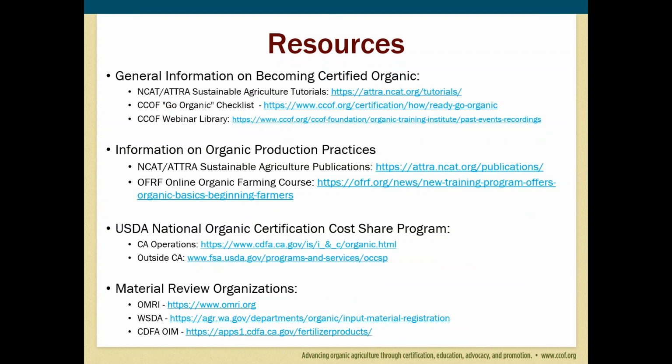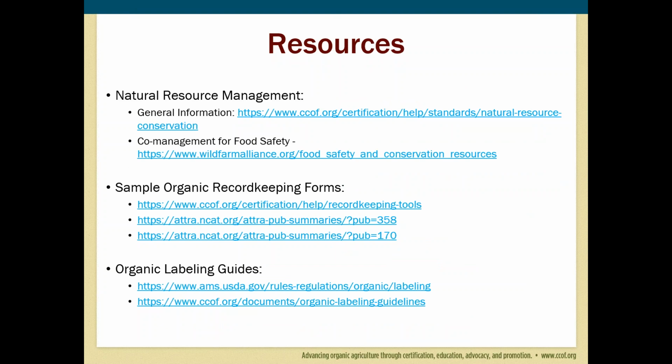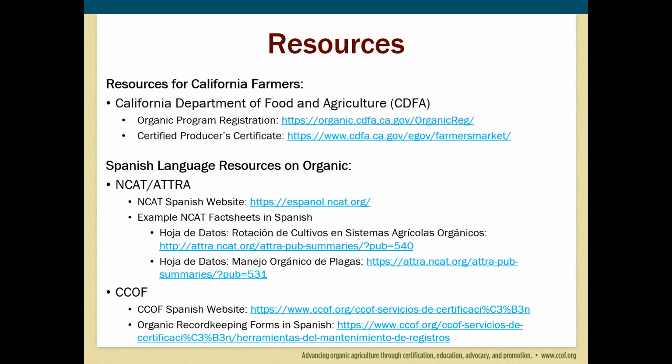On this page, you'll find general information on becoming organic, some information on production practices, cost share, and material review. Here we've got some links on natural resources, those sample record keeping forms and labeling guides that I promised you. And then finally, some resources for farmers specifically in California about the registration and the certified producer certificate. And then some Spanish language resources on organic from NCAT ATTRA and from CCOF.